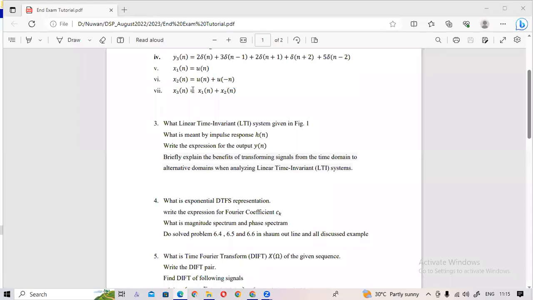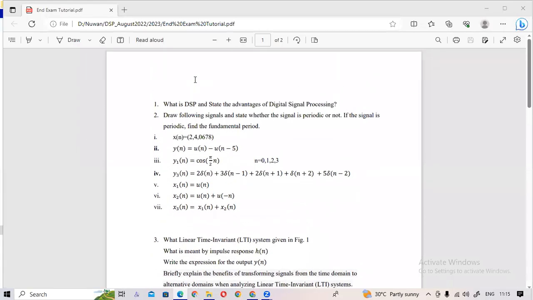The same type of question will come to your exam. As I told you, we can't keep this end exam as an open book exam. So this will be a closed book type exam.